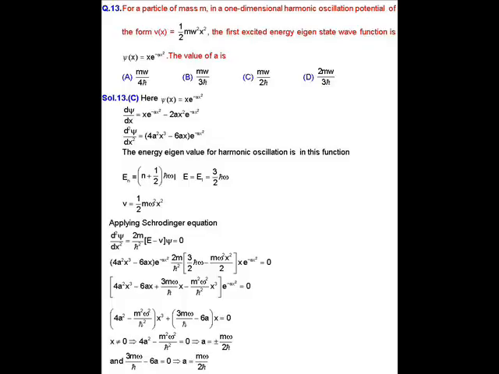By solving this, we will get 4a square minus m square omega square divided by h cut square equals 0, and 3m omega upon h cut minus 6a equals 0. That implies a is equal to m omega upon 2 h cut. Option C is correct.